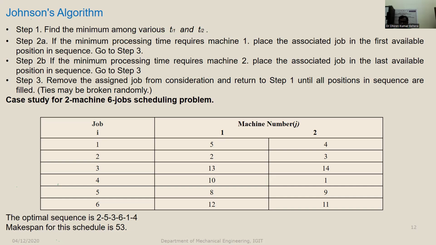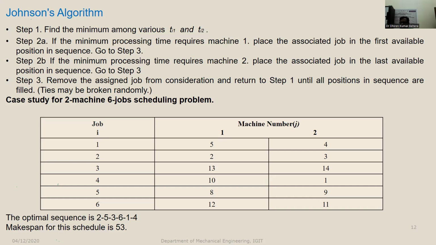Here in this problem, you will find which is the smallest time. The smallest time is on job 4, machine 2, that is 1. Please look into the table. Job 4, serial number 4, on machine 2, that is 1. So it is the smallest in the table. So this job will be kept at the end. So you will find the optimal sequence: last is job 4. Then remove that row, so job 4 is removed.